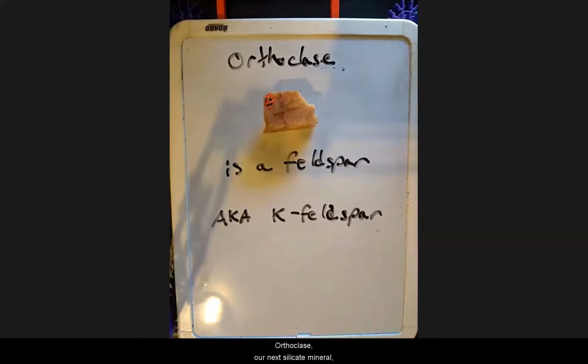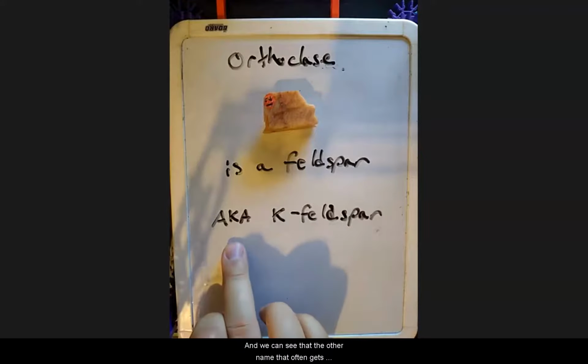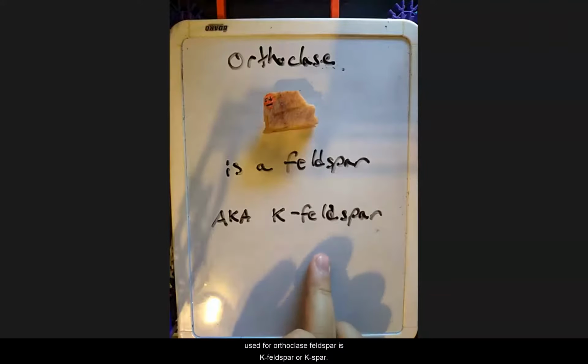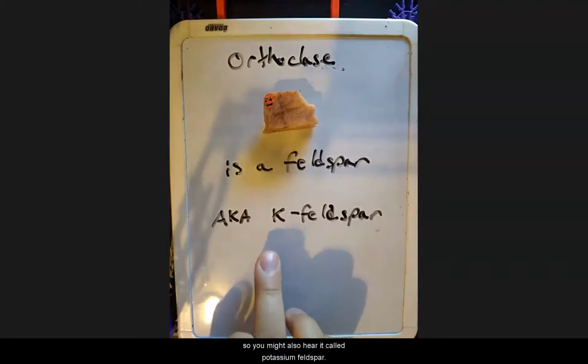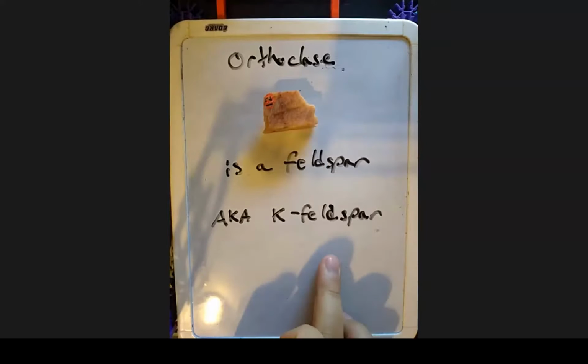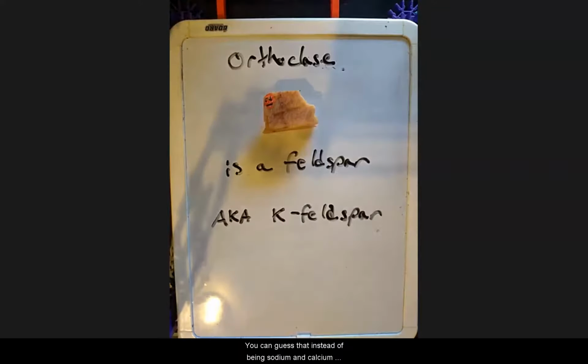Orthoclase, our next silicate mineral, is also a feldspar. So this pink colored mineral here is a feldspar, which means it's going to be a network silicate with a little bit of extra stuff in it. And we can see that the other name that often gets used for orthoclase is K feldspar or K spar. K stands for potassium, so you might also hear it called potassium feldspar. So you can guess that instead of sodium and calcium in here, it's mostly potassium in orthoclase as that extra stuff.